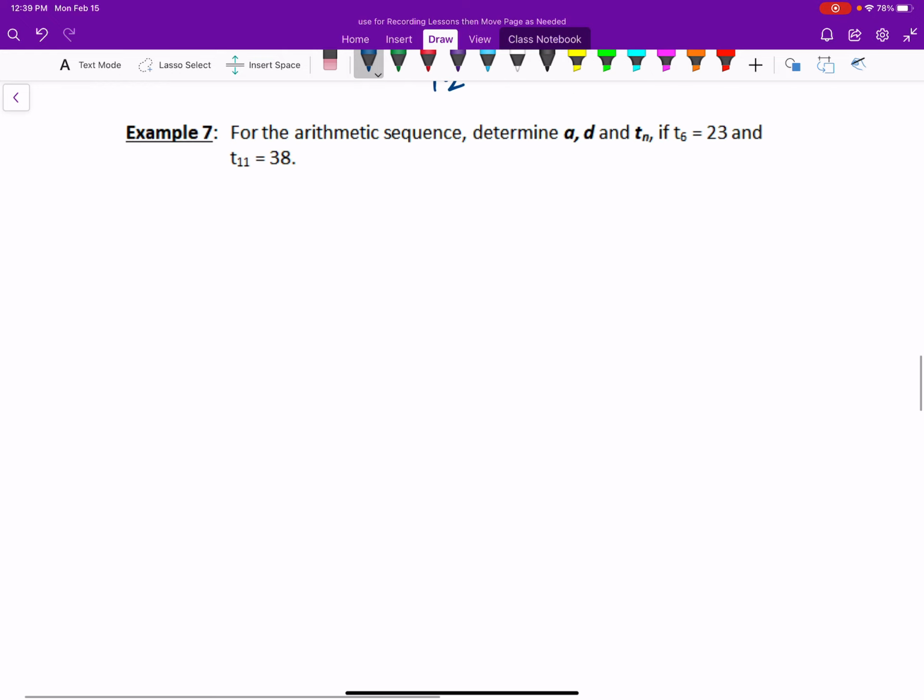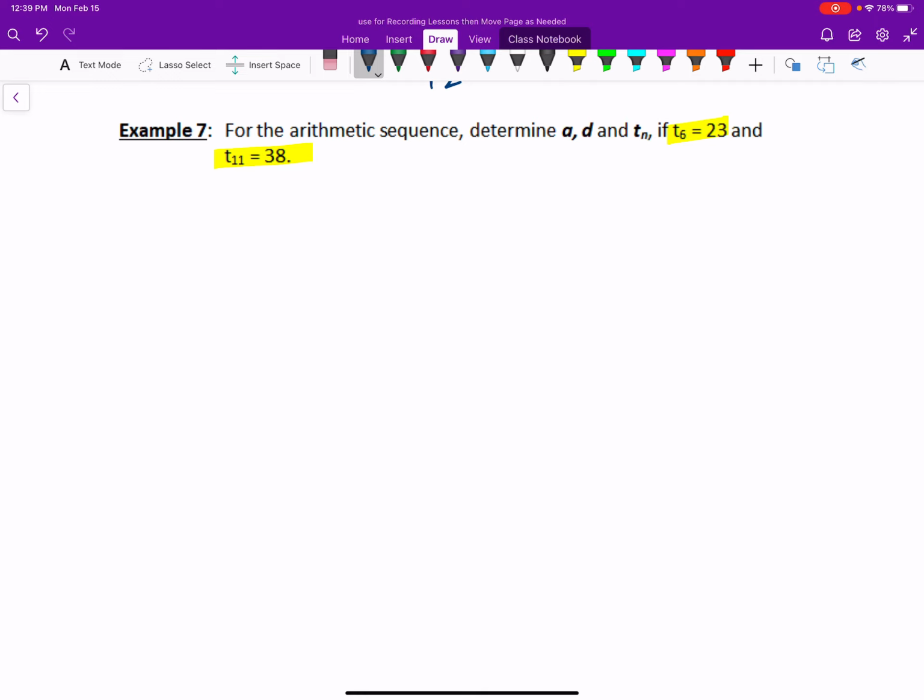For an arithmetic sequence, determine A, D, and T sub n. So what if they give me what the 6th term is and the 11th term? But they don't tell me what's in between. So I know that we got 5 terms, and then we've got the number 23. Then we got 5 more terms, I guess. 7, 8, 9, 10. 4 more terms. And then I've got 38. And probably it keeps going.